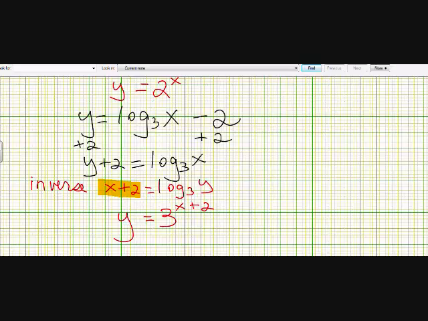Everything on the other side of the equal sign will become the exponent. When you're canceling out the log, the little number becomes the number that gets the exponent to it. Everything on the other side of the equal sign becomes the exponent. And the argument to the log, the number after the little number, becomes what goes on the other side of the equal sign.